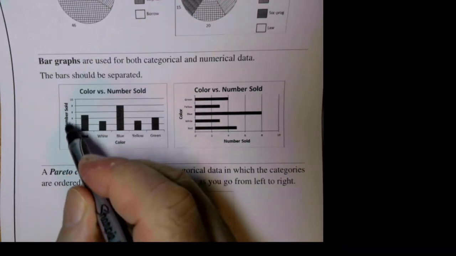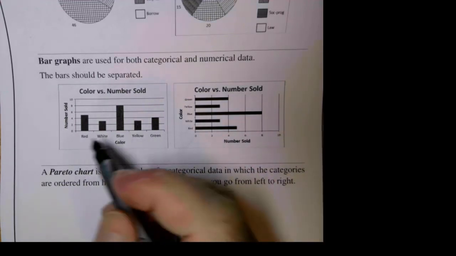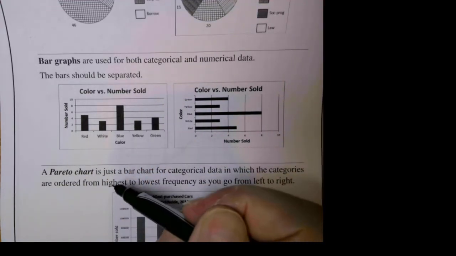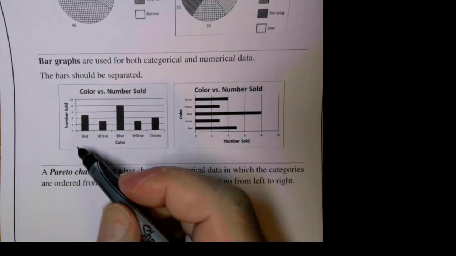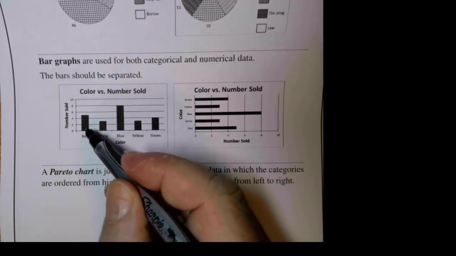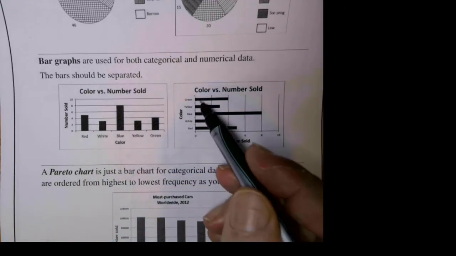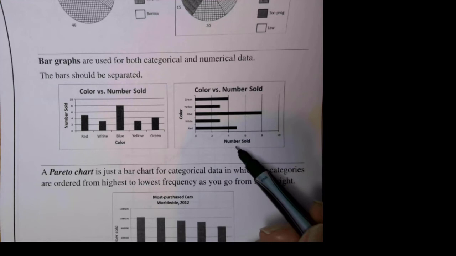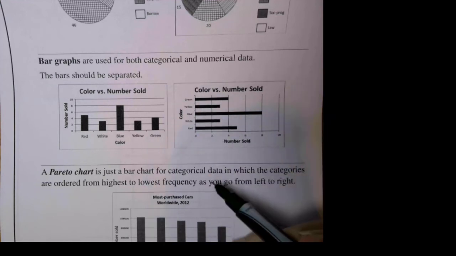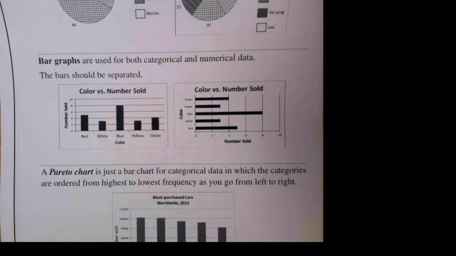And along here, you'll have usually either the frequency or the relative frequency. So in this case, we have color versus number sold. Maybe this is the color of cars sold in one week at some dealership, and they sold 5 red cars and 3 white cars and so on. And this is exactly the same picture, only the bars are horizontal, and of course the labels are reversed on the axes as well.